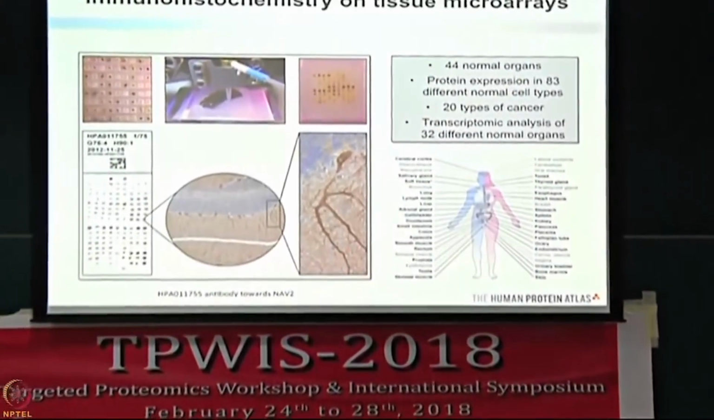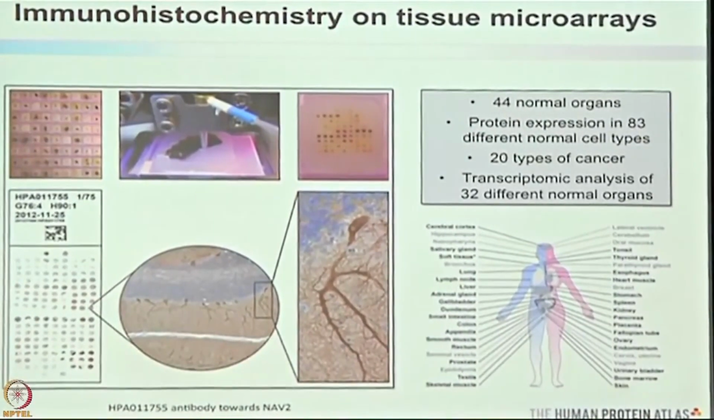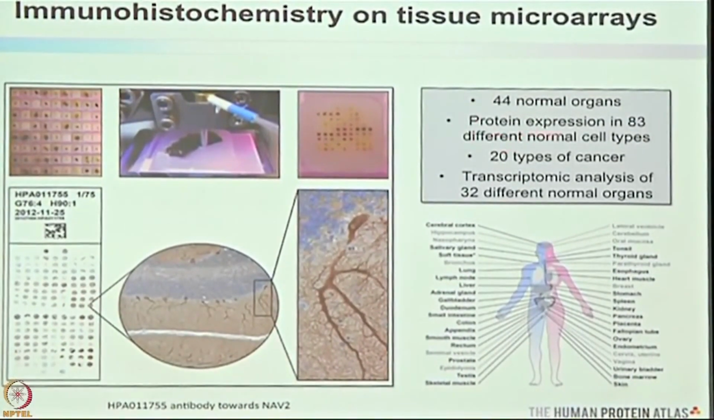The protein atlas covers 44 normal organs. It studies the protein expression in 83 different normal cell types, 20 types of cancer, and it has transcriptomic analysis of 32 different normal organs.